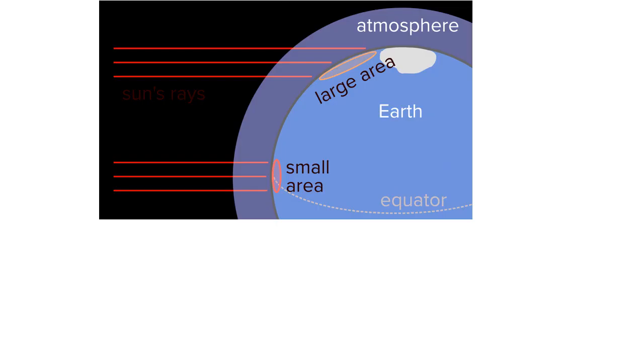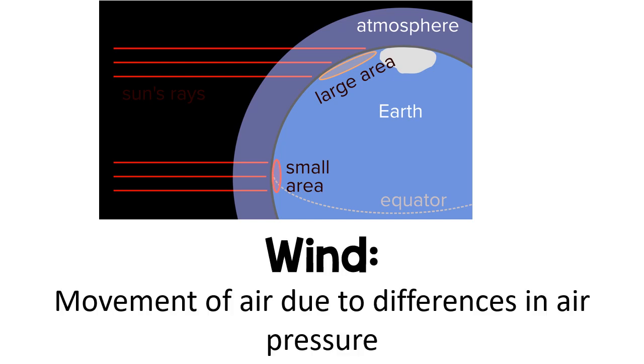All right, so the first thing we're going to look at is wind. And the definition of wind is any movement of air due to differences in air pressure. And the reason those differences happen in air pressure is because of the uneven heating of the earth. And what we mean by that is because the earth is round, when the sun, which is these red lines here, when the sun shines on the earth, it doesn't shine on every place exactly the same.